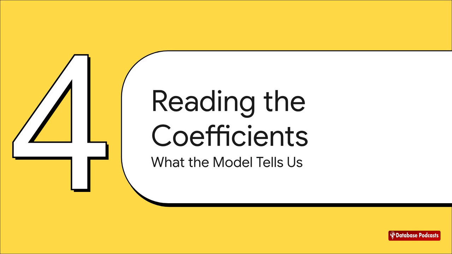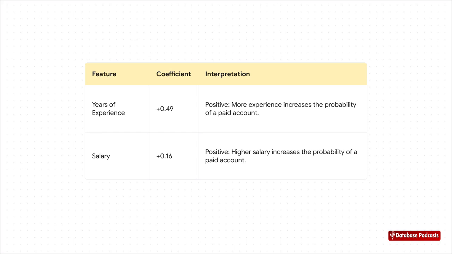Okay, awesome. So we have a model that actually works for our problem. But what can it tell us about our users? This is where we need to learn how to read the model's coefficients. So when we train this logistic regression model, it gives us these coefficients for each of our features. So for example, here, both years of experience and salary have positive numbers. What does that tell us? It tells us that as either of those things goes up, so does the probability that a user will have a paid account. Simple as that. It's not just a black box, it gives us real insights we can actually use.